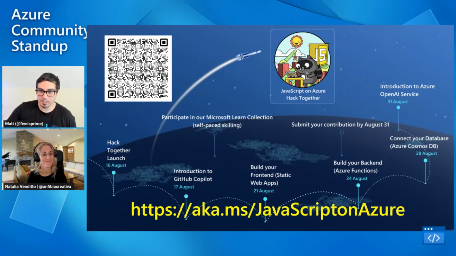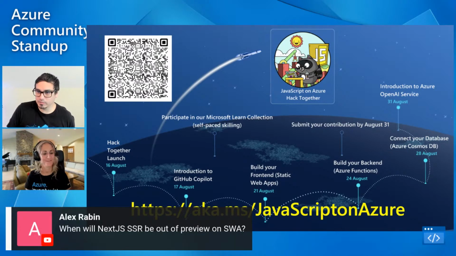I do see a question, Alex. Unfortunately, I don't have a super good answer for you. It is coming soon. Thank you, Haley. We are working on that. It's unrelated to the Contoso real estate app, but we're working on getting that out of preview and into GA. It should be fairly soon, but it's happening.